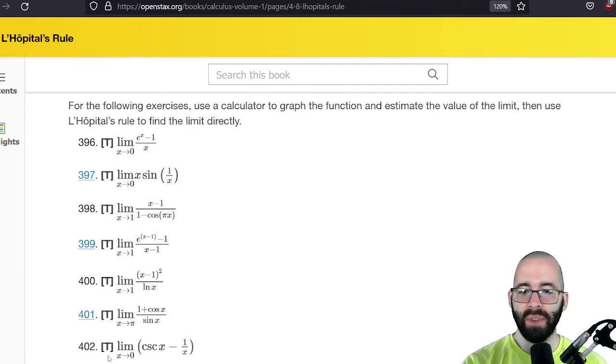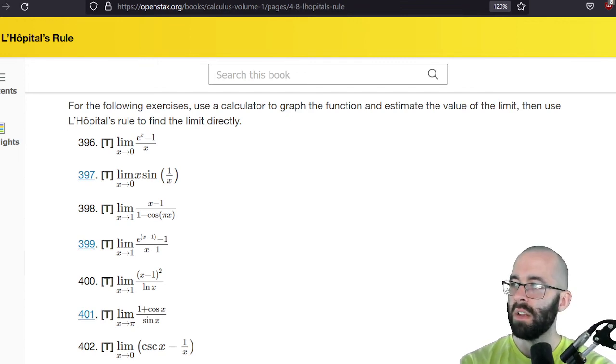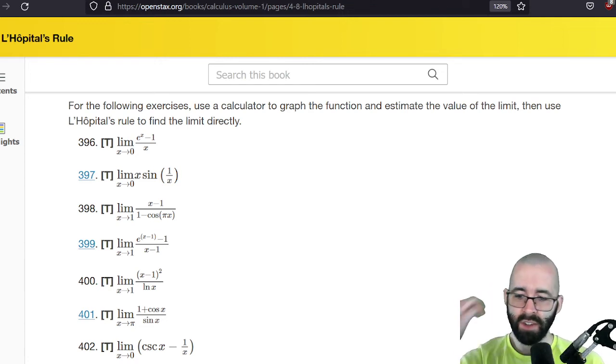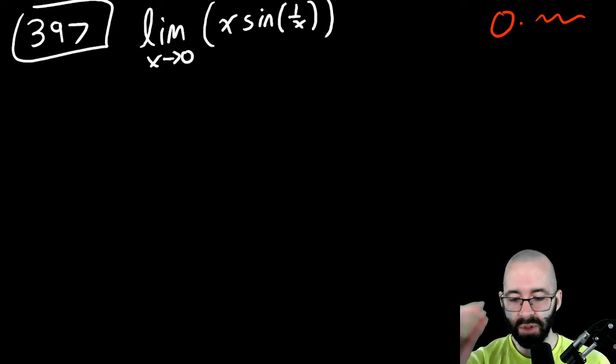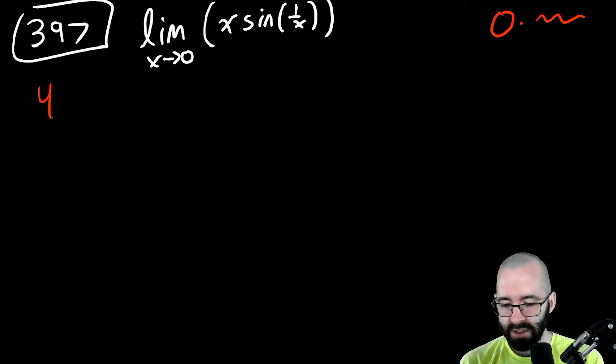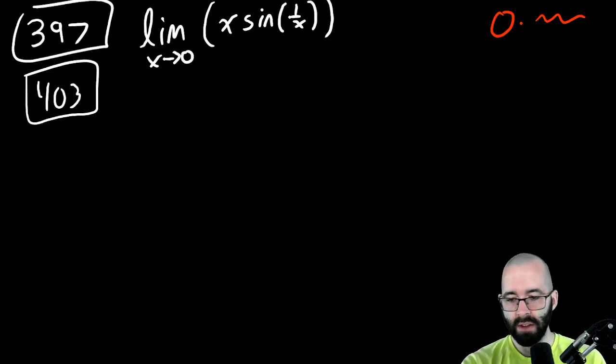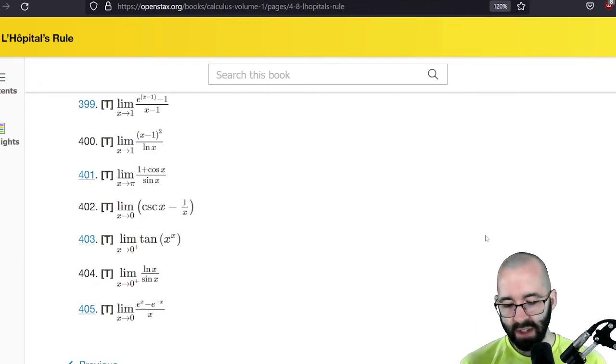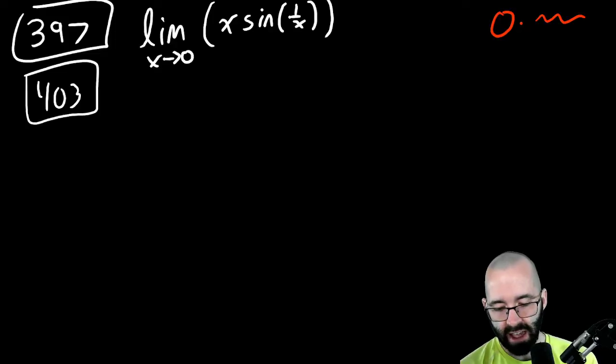I need to make a note to myself so that I tell you guys that. Use the squeeze theorem on this one. Review your chapter 2 if you'd like. Let's do 403 and then be done. It's the same type of problem. Let's look at the limit as x goes to 0 from the right of the tangent of x to the x.